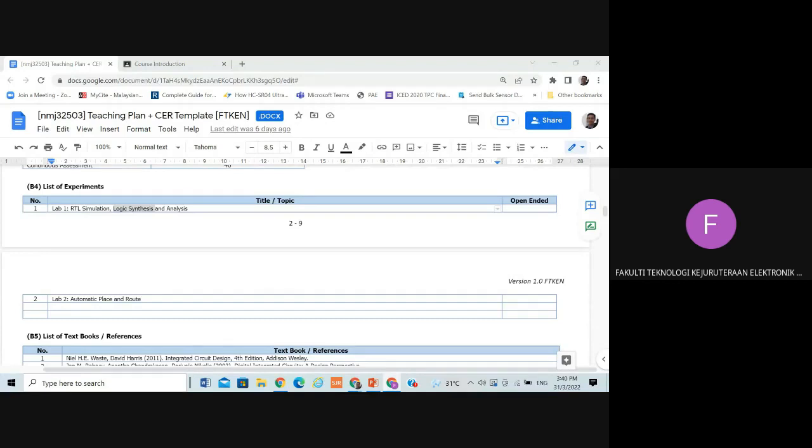RTL is at the register. Register is like a flip flop. Register transfer level: multiplexer, ALU, that's actually register transfer level. Gate level means a lower level than that. For example, you are designing an adder. An adder comprises several gates, right? OR gate, AND gate. So that's actually gate level. The adder is RTL level.